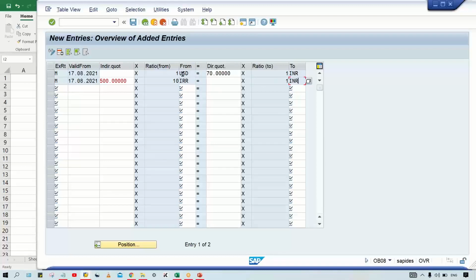So when the foreign currency value is higher than the local currency, then the rates are specified under direct quotation. When the foreign currency value is lower than the local currency, then the rates are specified under indirect quotation. Because this is how we will be able to understand it in a better way, guys. Simply, when the foreign currency value is higher than the local currency, the rates will be specified in direct quotation. When the local currency value is higher than the foreign currency, the rates are specified under indirect quotation. This is what it is.